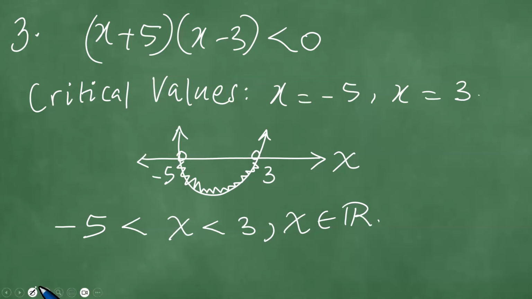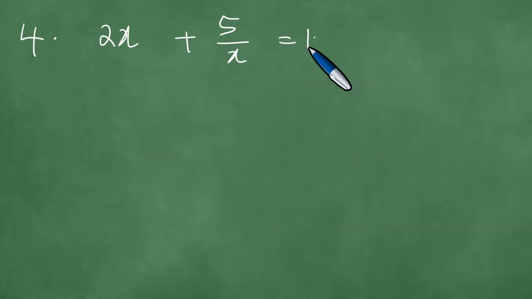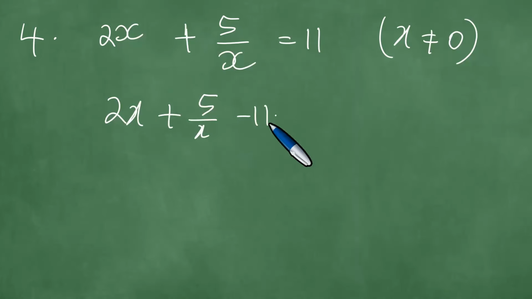Let's look at the next equation. If you have here twice x plus 5 out of x equals 11, x not 0. Let's look at what can be done to solve this particular inequality. Can we say 2x plus 5 over x minus 11 equals 0? Yes, you can say 2x plus 5 over x minus 11 equals 0.